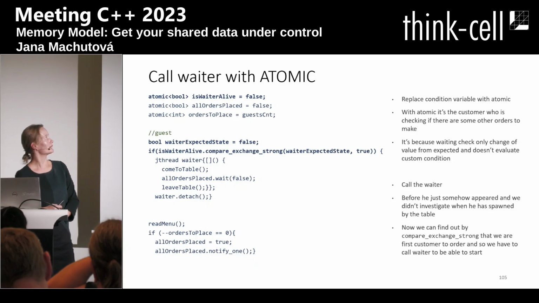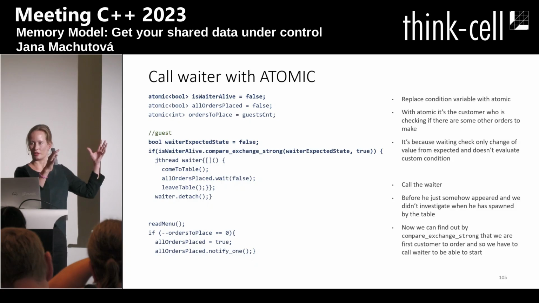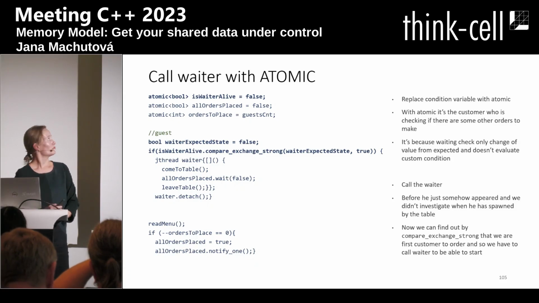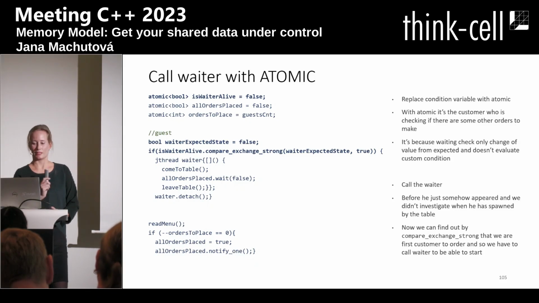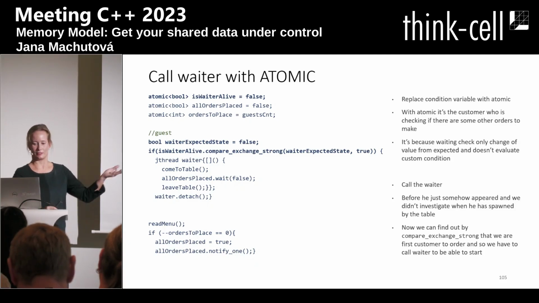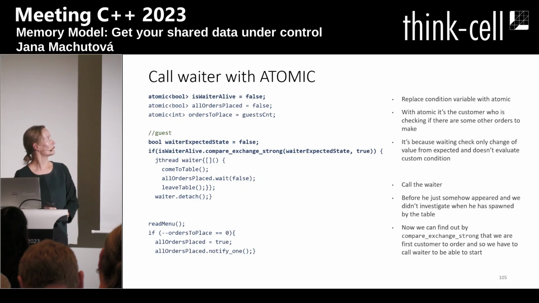What is another interesting thing about it? Before, we expected that the waiter just appeared by our table. But how should he know? He doesn't know anything about our threads, so we will call him. To be able to call him, we need to know that only one is calling him. So we will use that compare exchange strong. We are expecting that the waiter is not there, and when he's not there, we will make him come. If he's already there, we will never go through creating a waiter, making him appear.